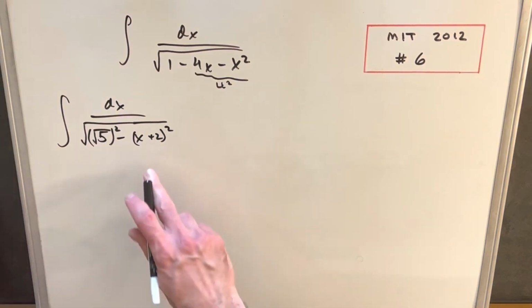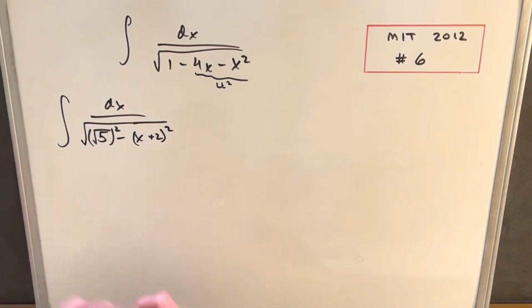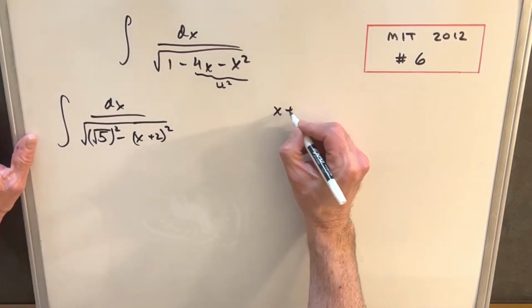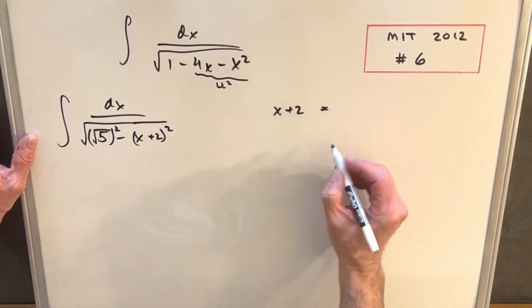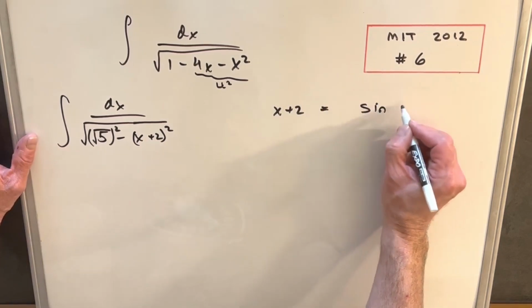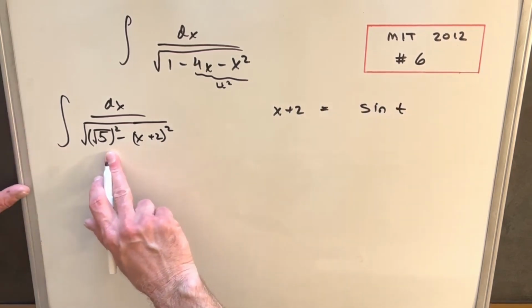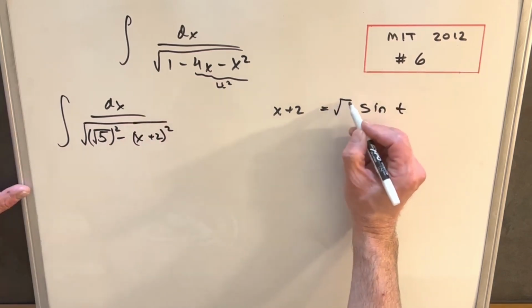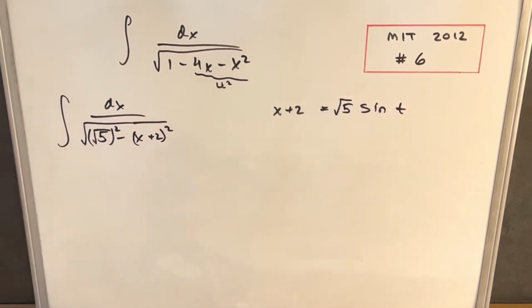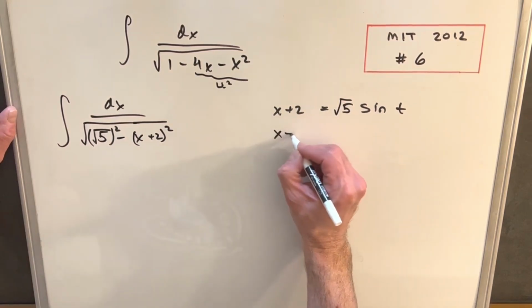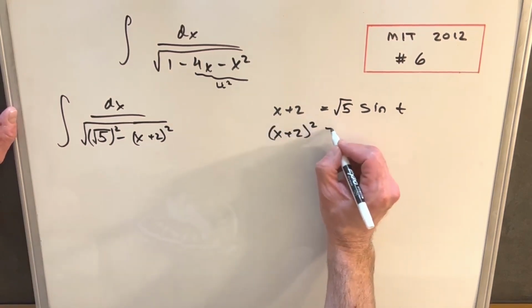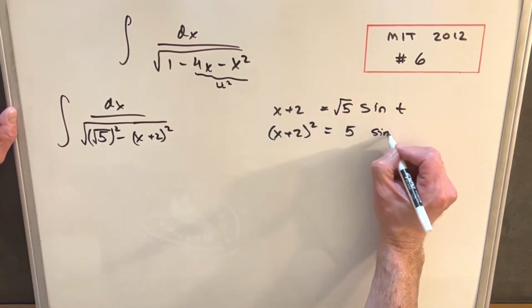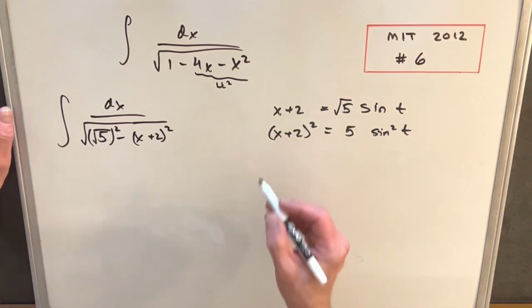For the trig substitution, we want to do this for sine. So I'm going to substitute for x plus 2, and we will do sine t. But we're not dealing with a 1, we're dealing with this square root of 5. So I can just put a square root of 5 in front of my sine t. Just noticing that if we look at x plus 2 squared, that's going to be 5 sine squared of t.